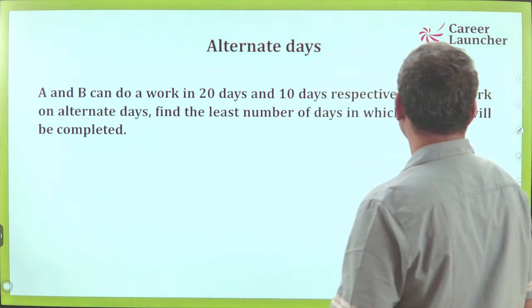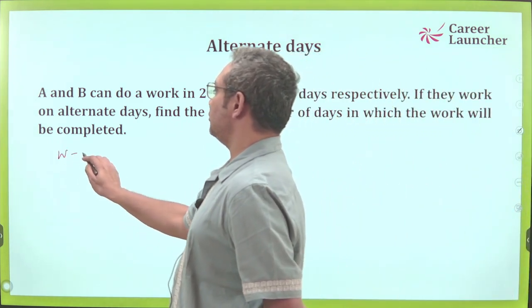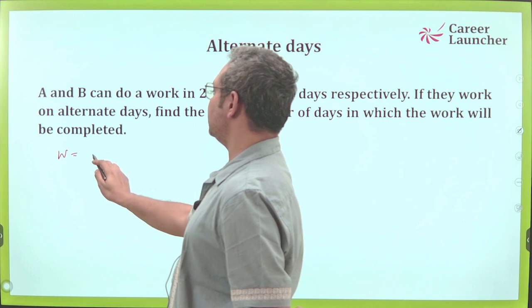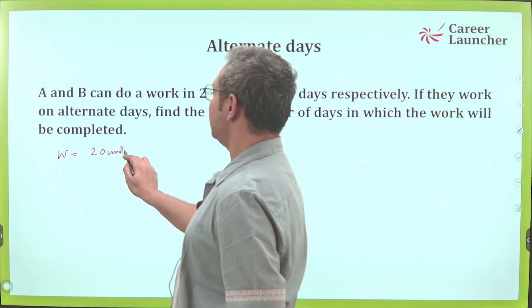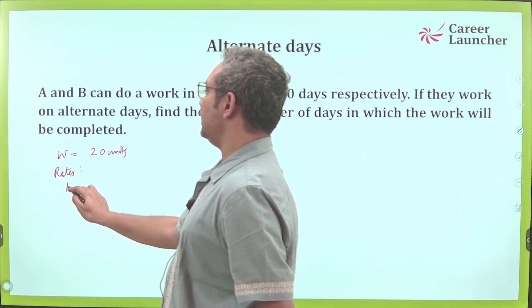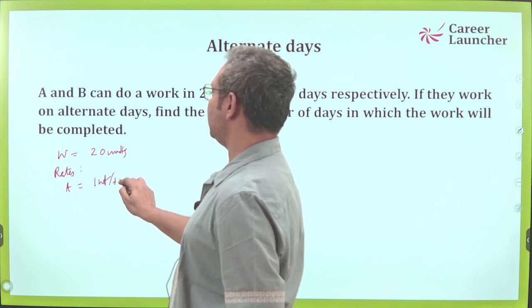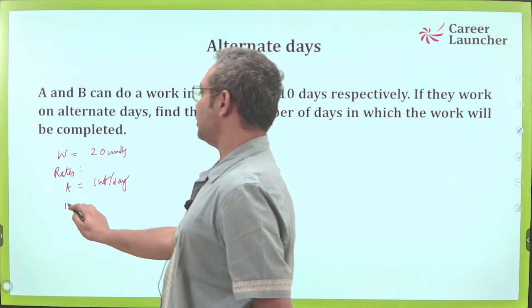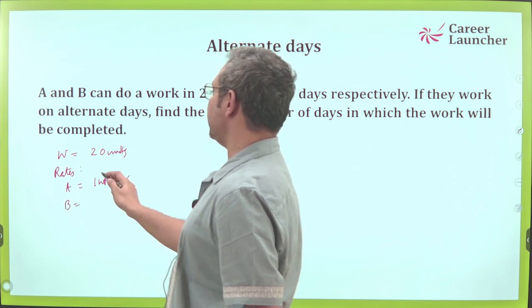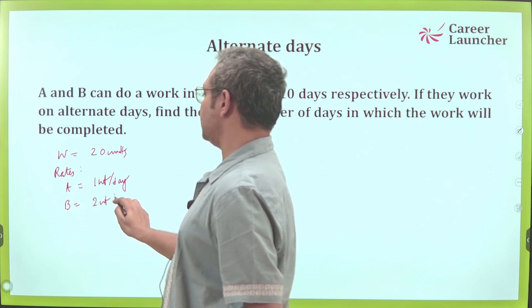So the process does not change much. So we'll start with the same steps. We'll define the work to be the LCM of 20 and 10. So that is 20 units only. And then the rates. For A it would be 20 divided by 20, so that is 1 unit per day, and for B it would be 20 divided by 10 because B is doing it in 10 days, so that is 2 units per day.